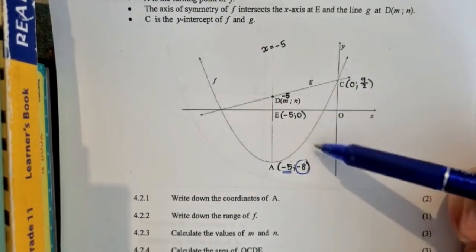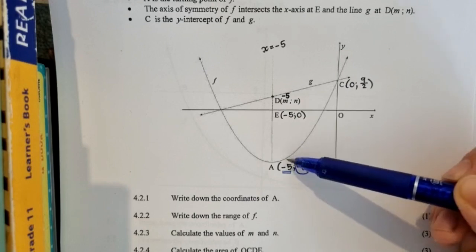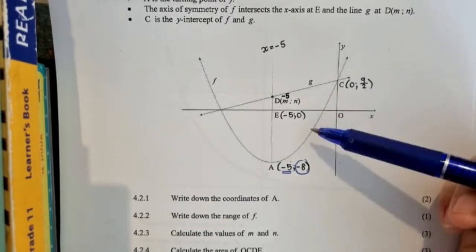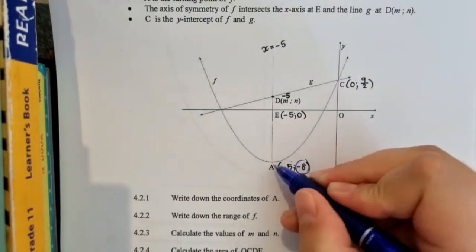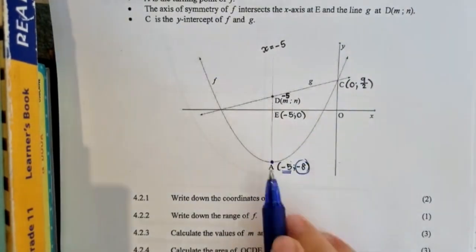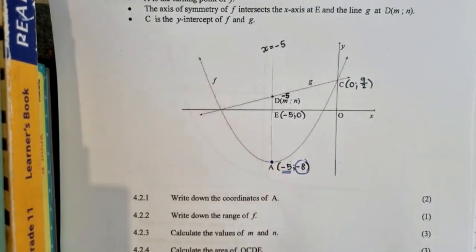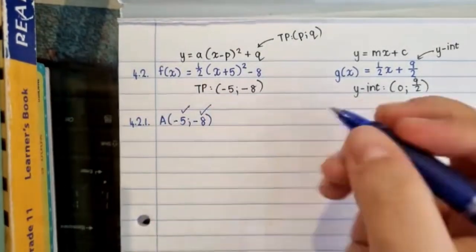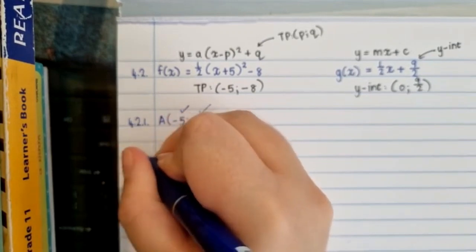So that means that all the Y values are going to be greater than -8, but also equal to -8, because at that point the graph is actually equal to -8. So for 4.2.2, the answer is Y is greater than or equal to -8.